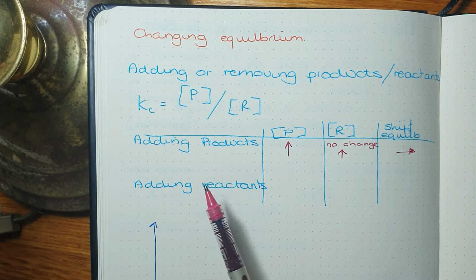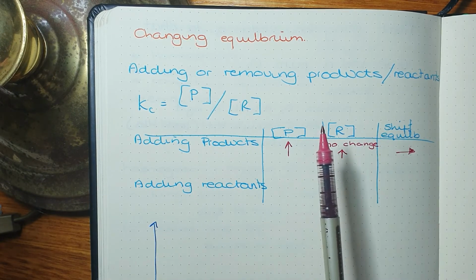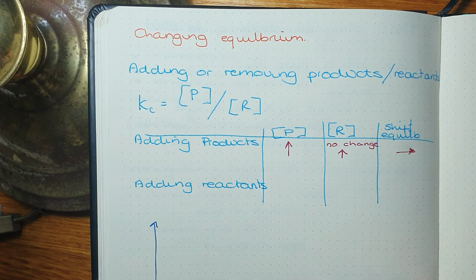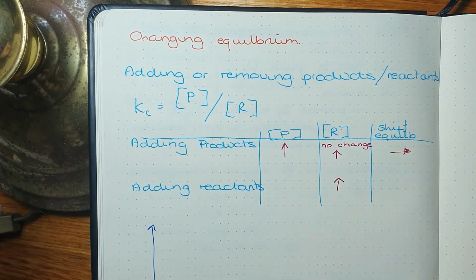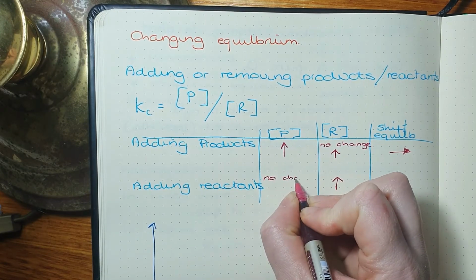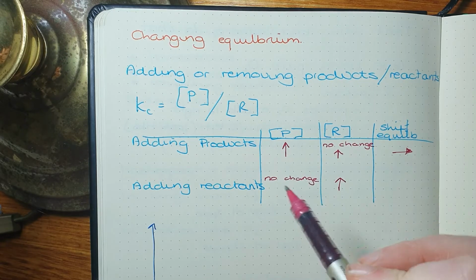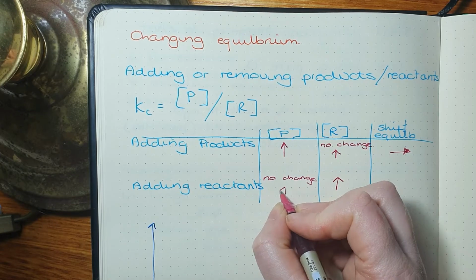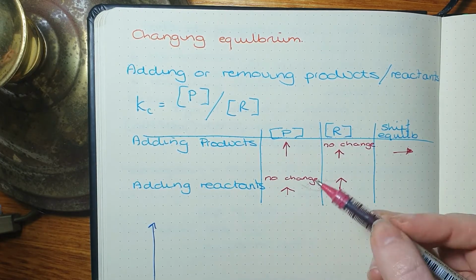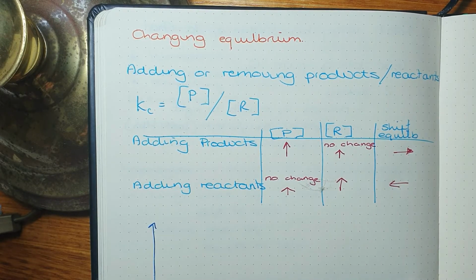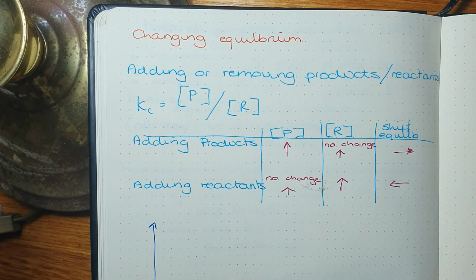Now I've got adding reactants. So I'm adding my reactants. I don't know why I would want to do that, but I'm adding some reactants. Initially this is going to go up because I've just added some. I've pumped some into my vessel or whatever. And then I've got the same happening here: no change initially to my products because they've only just been added. But then eventually it's going to go up because I've got more reactants, so the equilibrium is being shifted this way. So that is a very simple way to think about it.